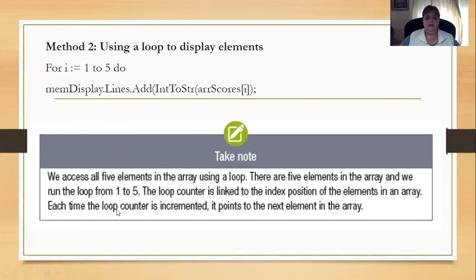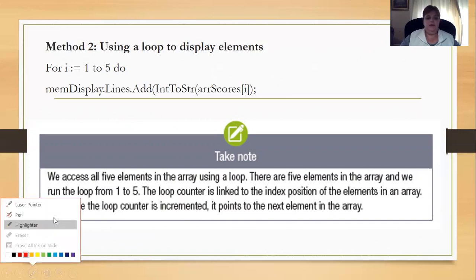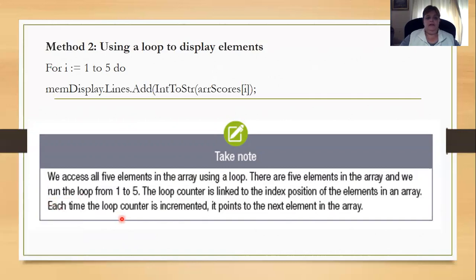Okay, I'm going to go through that again. The loop counter is linked to the index position of the elements in an array. Each time the loop counter is incremented, so it increases by 1, it points to the next element in the array.